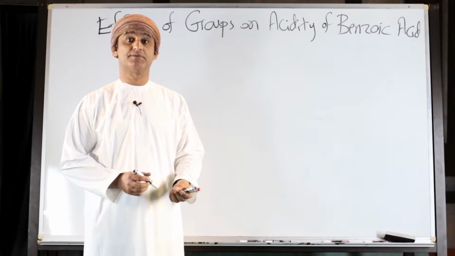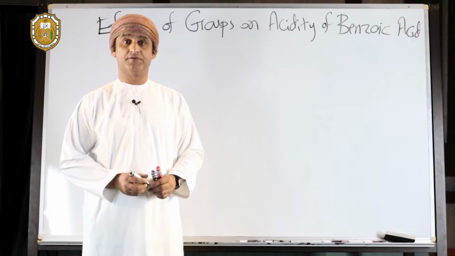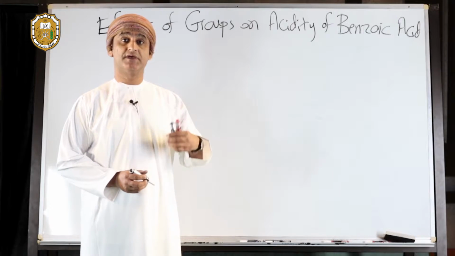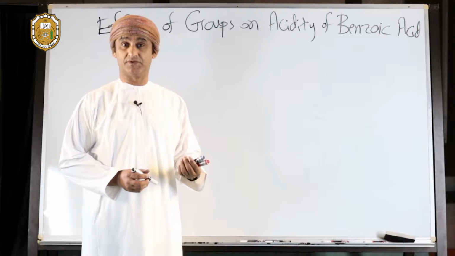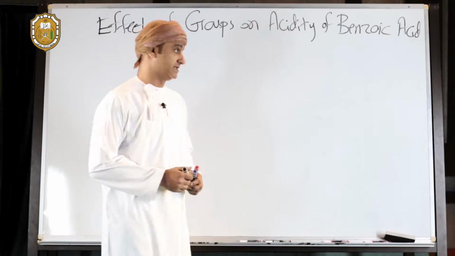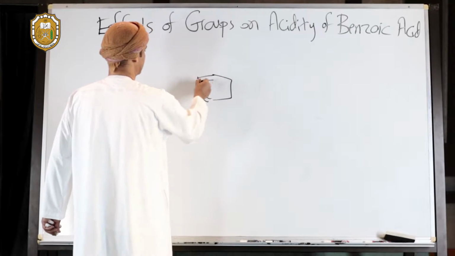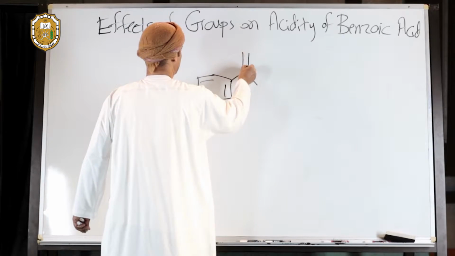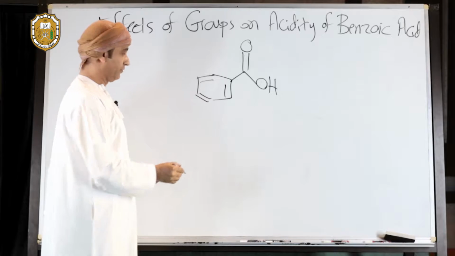Benzoic acid, being a carboxylic acid, is actually acidic. Let's draw the structure of benzoic acid, and then we'll try to see the effects of groups or substituents, if you like, on the acidity of benzoic acid. So this is benzoic acid. It's a carboxylic acid. It's therefore acidic.